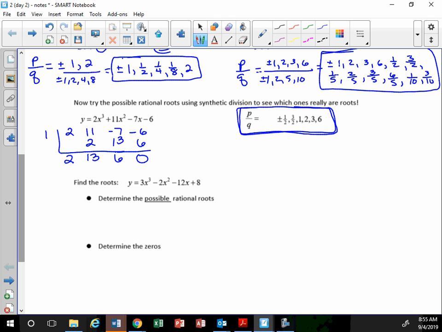Excellent first guess. What if you don't get 0 as the remainder? What do you have to do? Try again. Yes, try again. All right. Now, though, we have it down to 2x squared plus 13x plus 6. Once you get it to a quadratic, it's something that you should know how to solve. You can either factor or use the quadratic formula. What do you think? Can we factor? Yes, it factors.